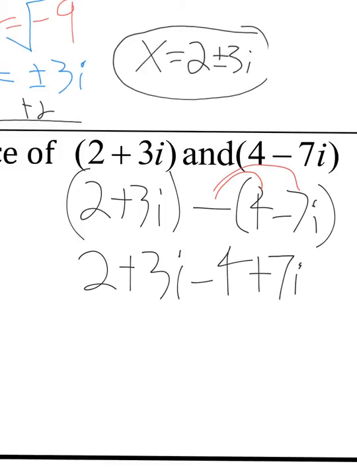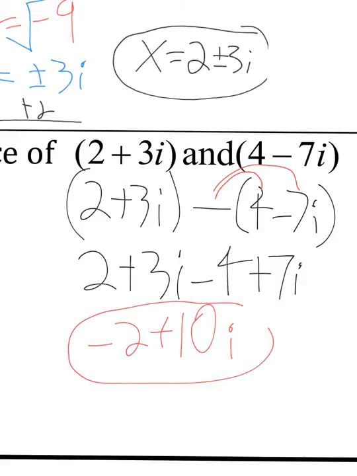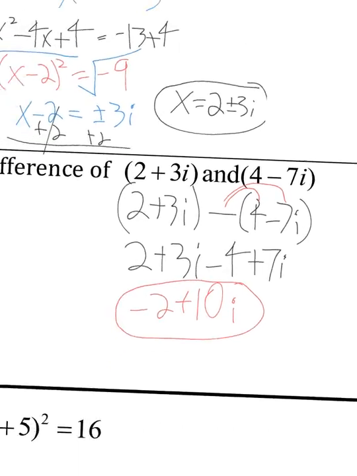So a lot of people did the first step right of doing 2 minus 4. That would be negative 2. But then they did 3 minus 7, and that's negative 4. But 3 minus negative 7 becomes 3 plus 7. So you have plus 10i. And that's the final answer for that.